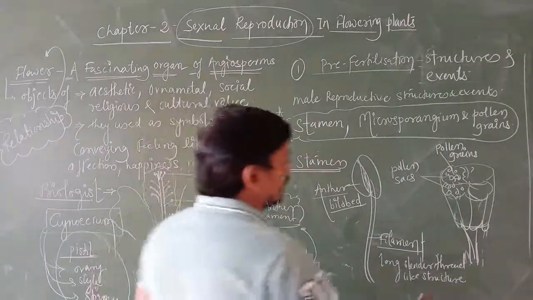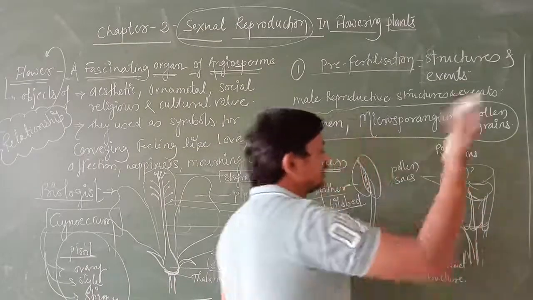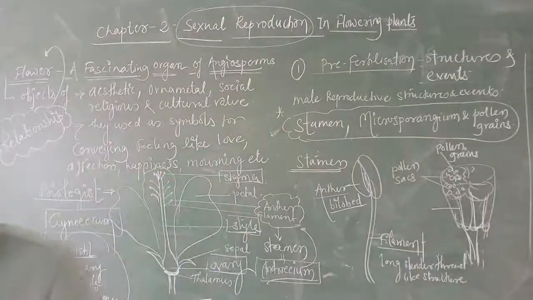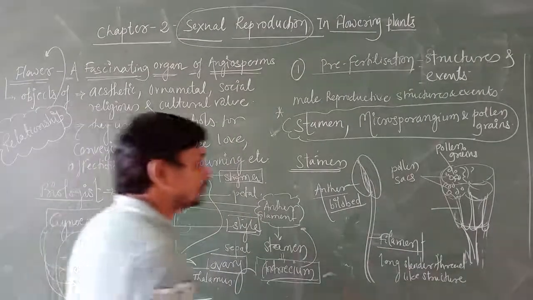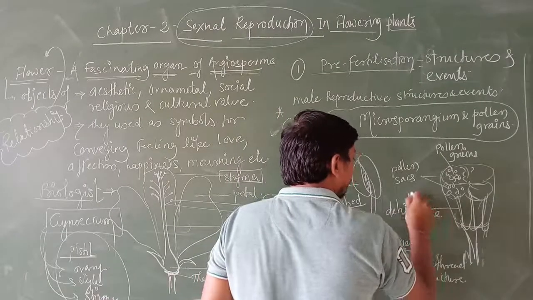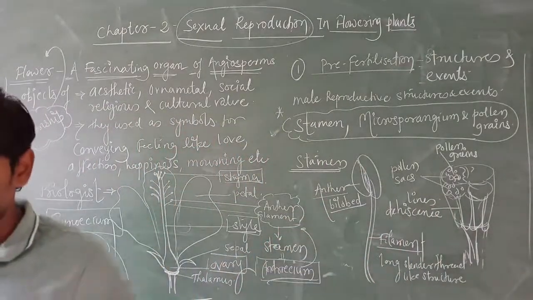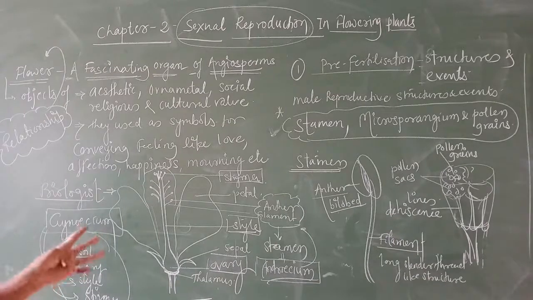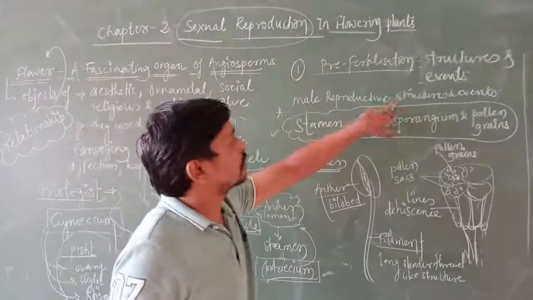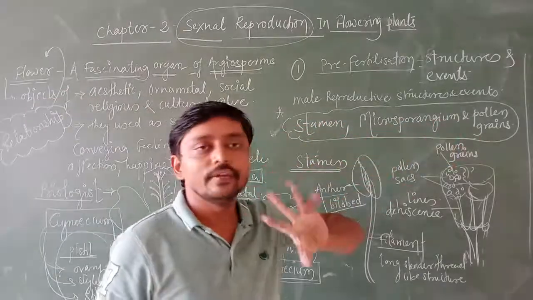And whatever I have drawn here, these are the lines of dehiscence, which we are going to discuss afterwards. Lines of dehiscence, in the sense after maturation the anther has to rupture and the pollen grains come out from it. So what else are we going to study in the male reproductive structure of a flower? In that we are going to study the stamen, microsporangium and pollen grains.